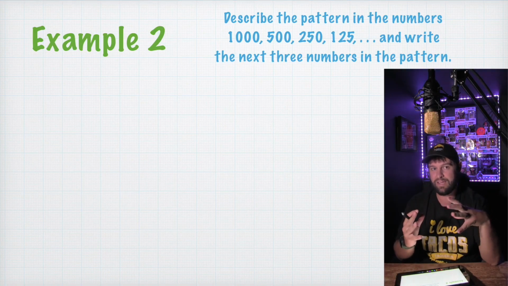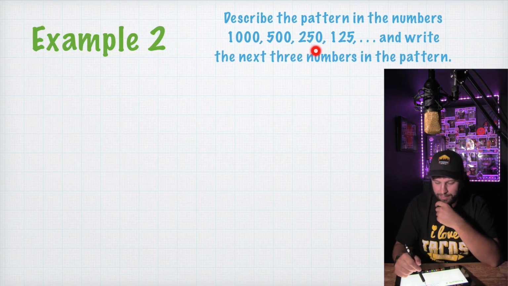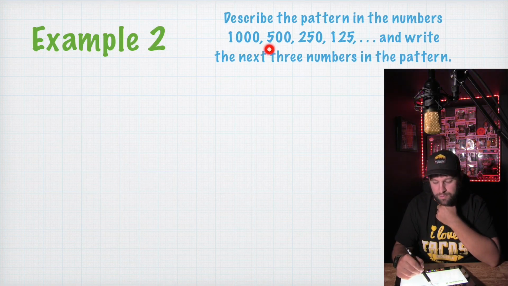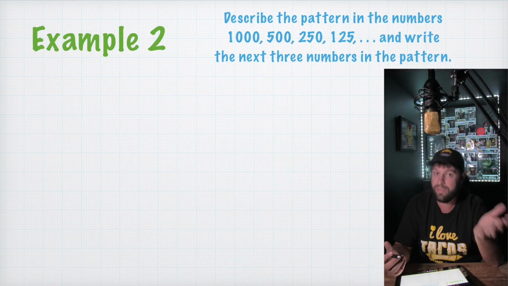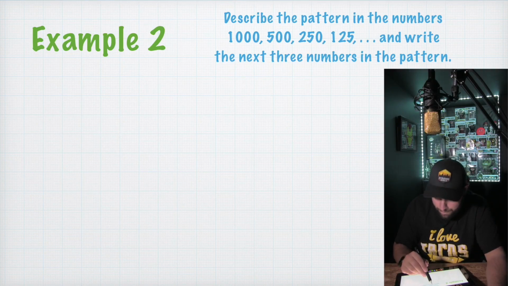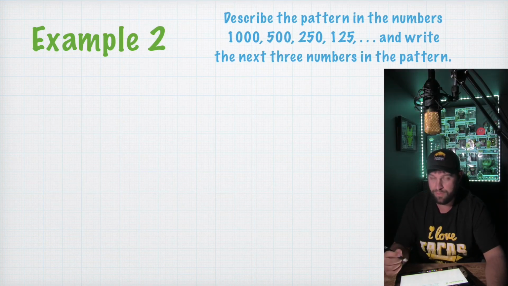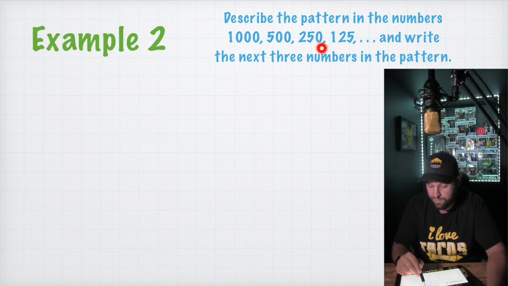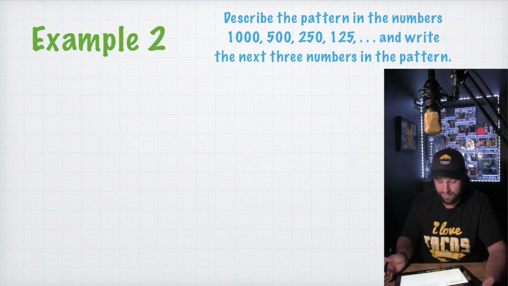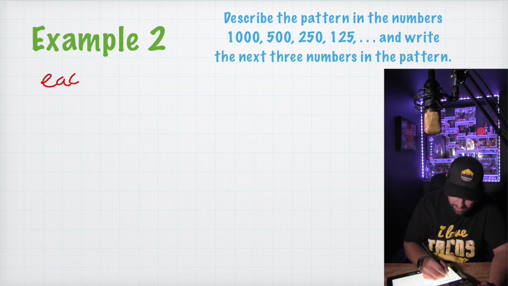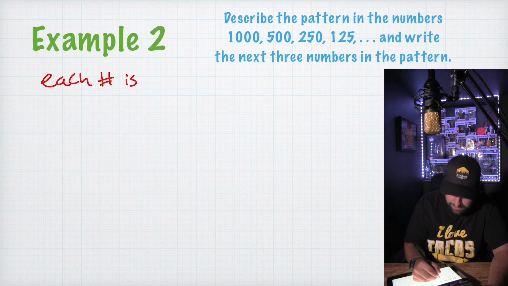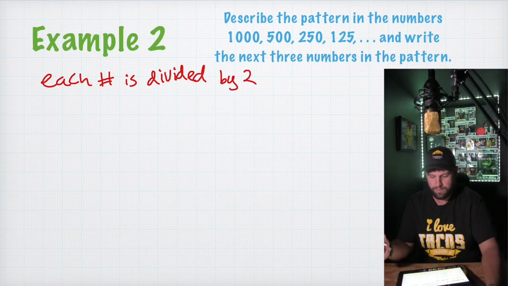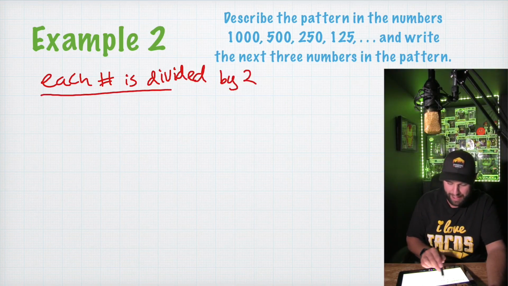So I'm going to take that reasoning and apply it to the next number, which is 250. My first thought was subtracting 500, since I went from 1,000 to 500 by subtracting 500. Well, 500 minus 500 would give us 0. That's obviously not 250. But if we divide 500 by 2, that does give us 250. So it looks like we're dividing by 2. Let's try it one more time. 250 divided by 2 gives us 125. So each number is divided by 2. That's the pattern we're looking at.